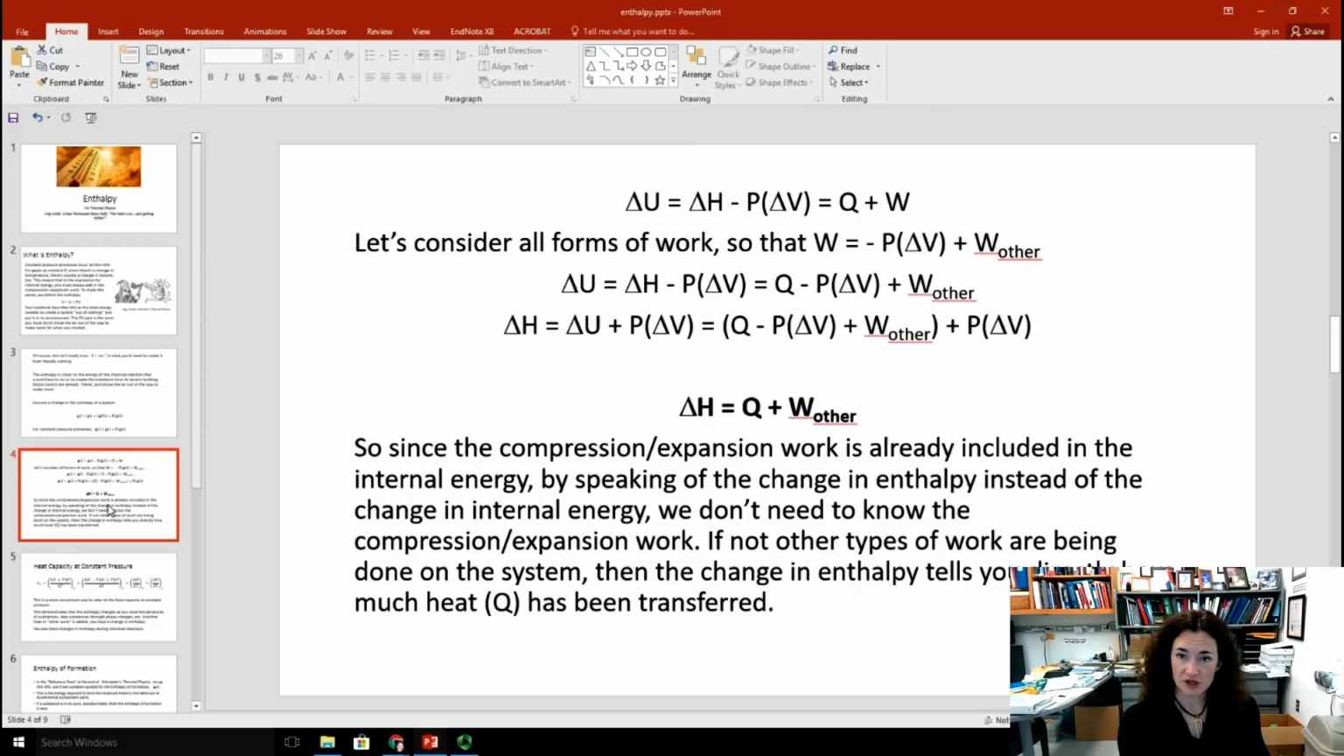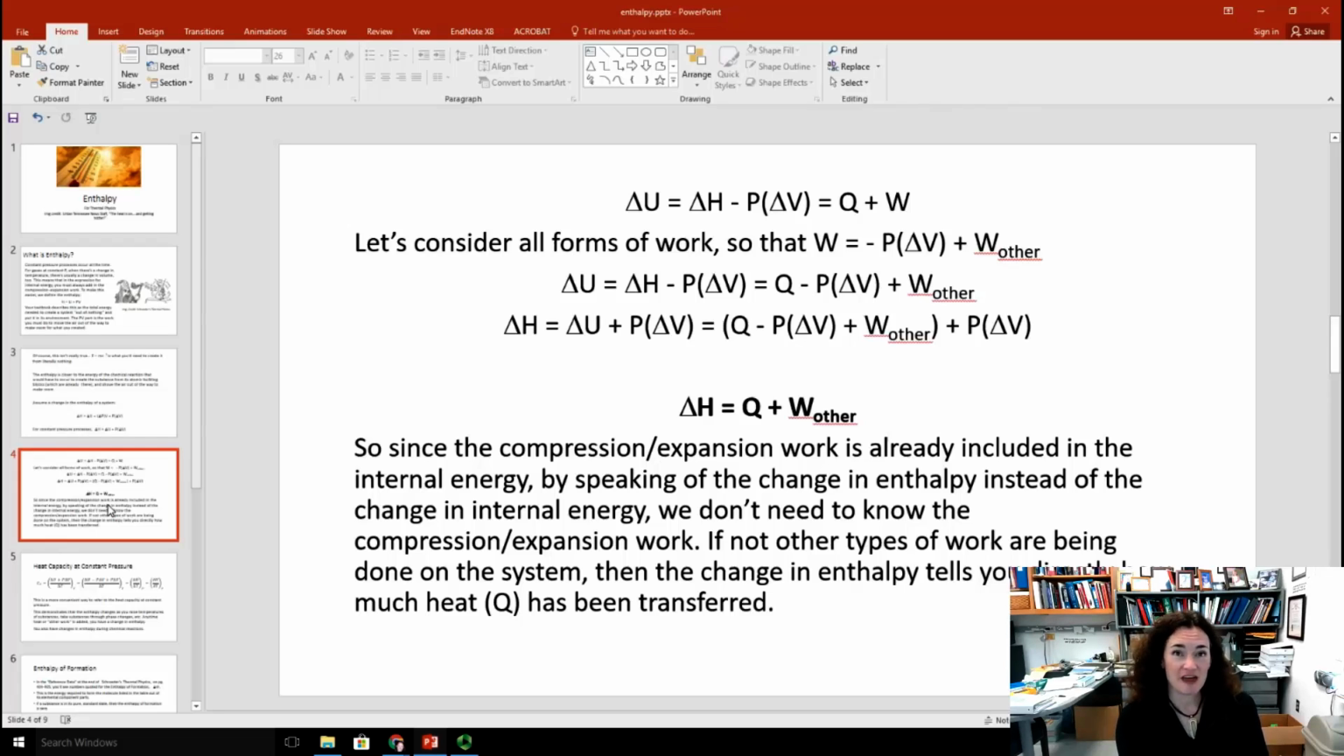Well, delta U is also equal to the heat plus the work, Q plus W, so I'll set it equal to that. Now let's consider all forms of work, so that the work would be equal to the compression expansion work, which is minus P delta V, then plus any other forms of work that I might have. That could be electrical work, like running current through a wire, or pretty much anything else. Okay? So now my work is going to equal minus P delta V plus any other forms of work that I have, which I'll call work, W sub other.